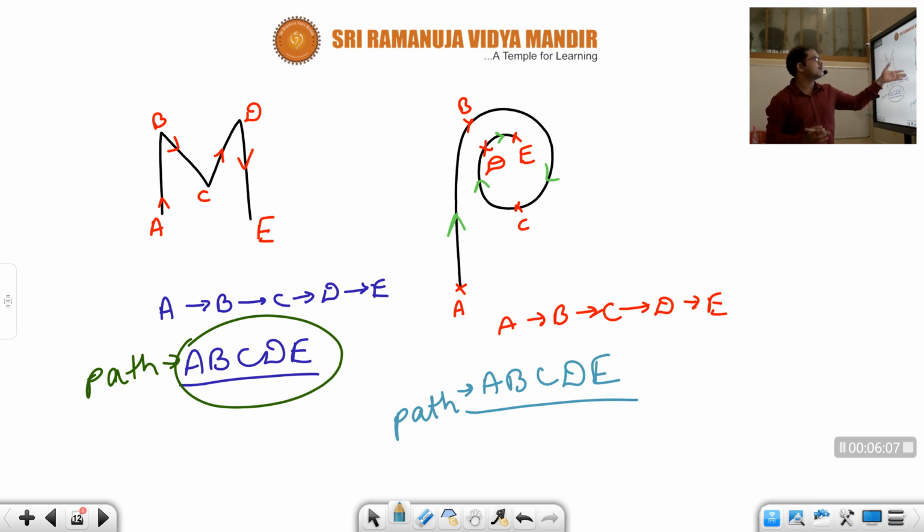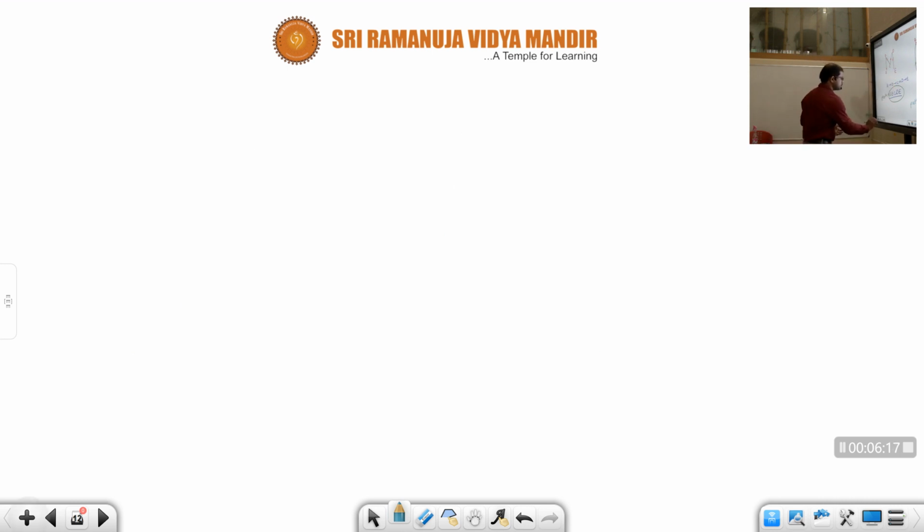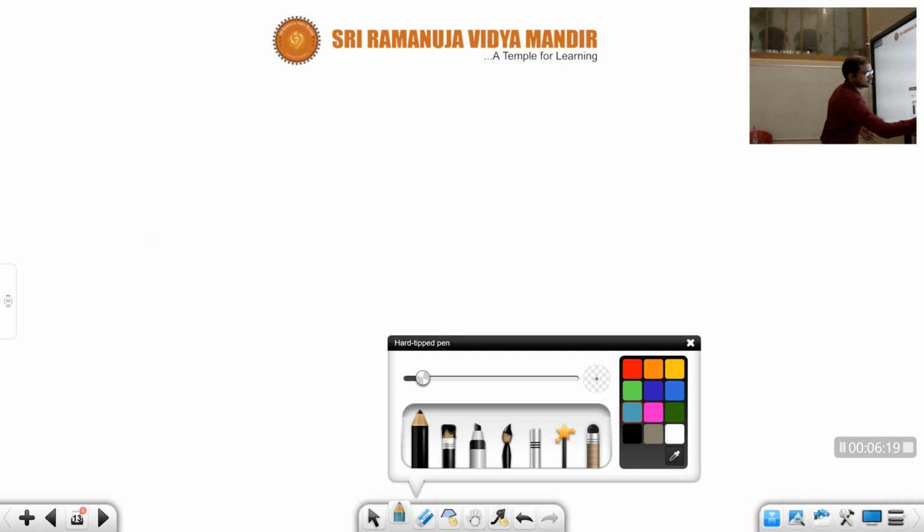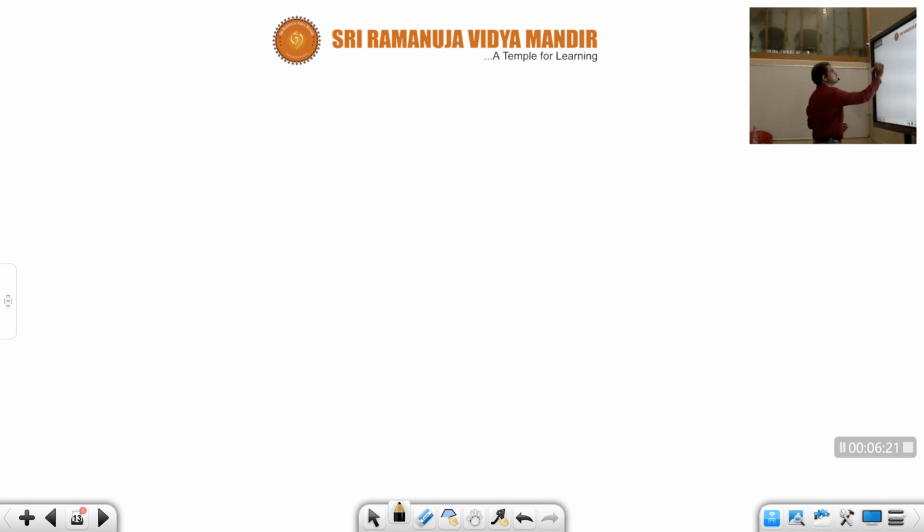Suppose here after A, B came, that's why I wrote A, next B; after B, C is there, that's why I wrote C, then D, then B. Suppose, see, children, in this case, the body is moving in this manner.